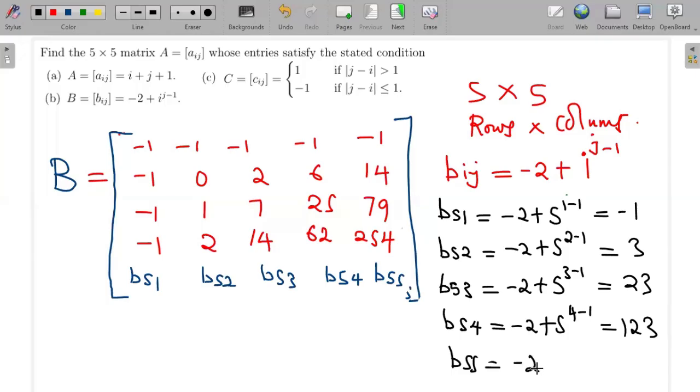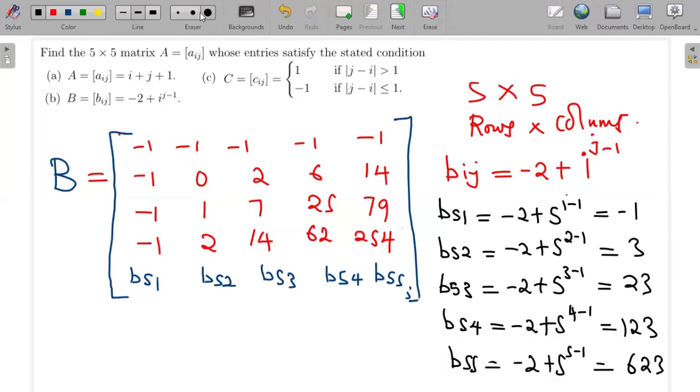And then here it will be B5,5 is equal to minus 2 plus 5^(5-1). So in the power, I'm going to have 4, so that is 5 to the power 4, and then plus minus 2. So that will give me 623.